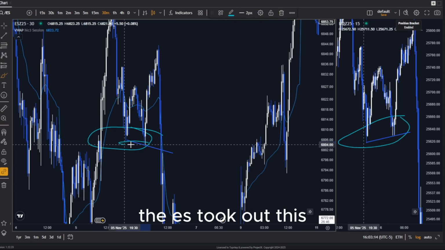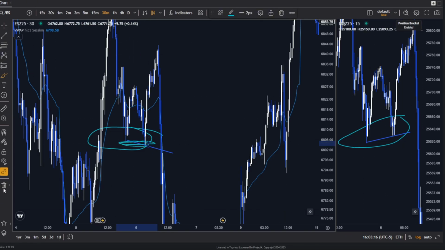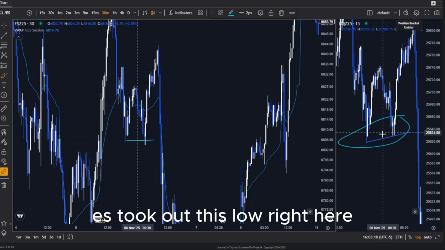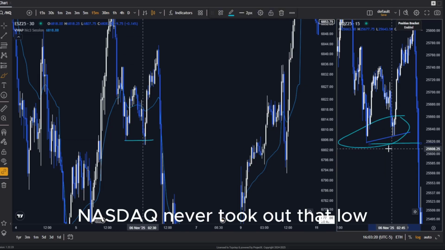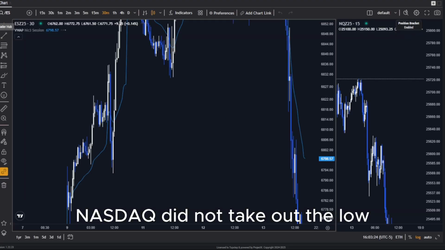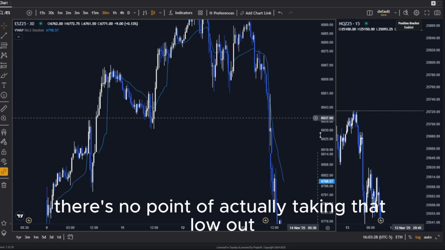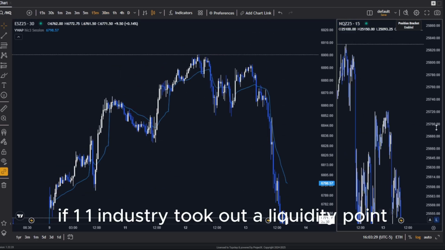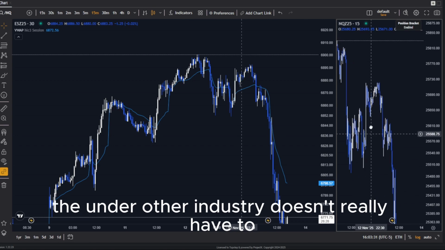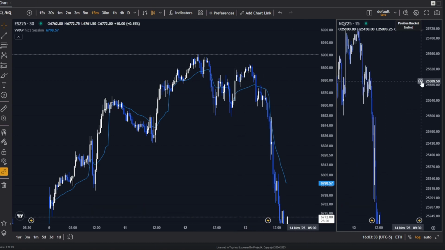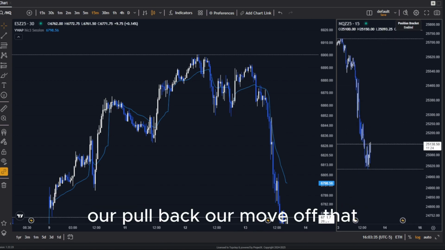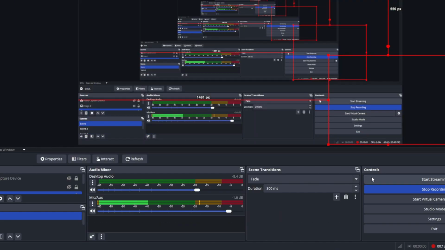The ES took out this low right here. Nasdaq never took out that low. Why did Nasdaq not take out that low? Nasdaq did not take out the low because ES already took out the low. There's no point of actually taking that low out. If one indice took out a liquidity point, the other indice doesn't really have to. We'll still get a retrace or pullback or move off of that.